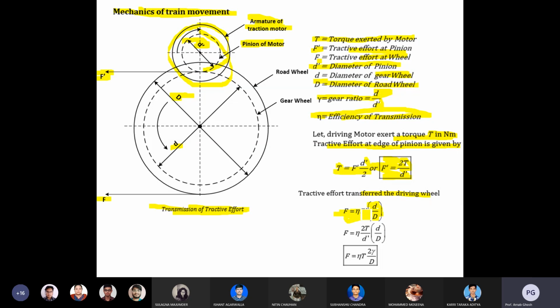Okay, so from that you know the transmission. Finally, you can find out the total tractive effort from the wheel, directly using that formula. Okay, if you have all those things, directly you get that force value.